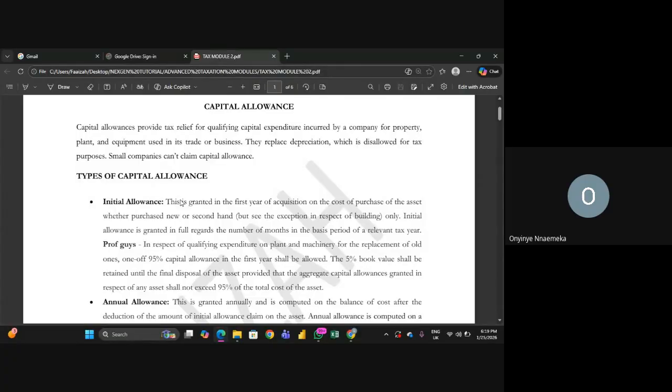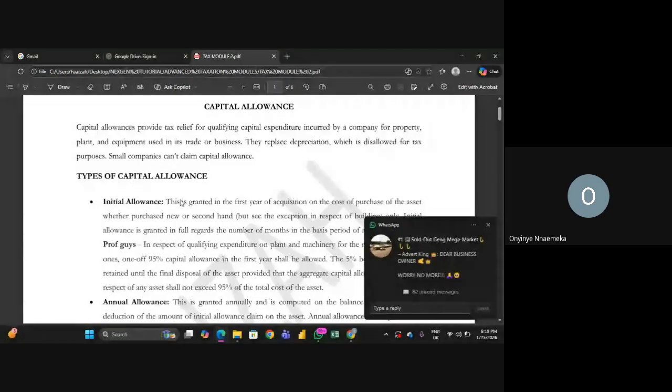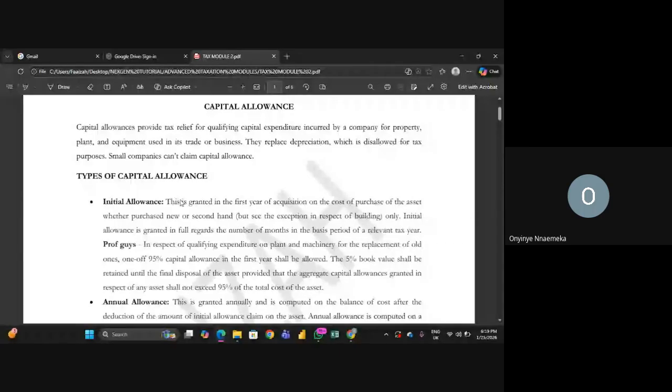You don't divide it because it's 9 months that is there, 9/12. No, you don't do that. Even if it's 4 months that is there, you give it the whole year. The initial allowance of the whole year is going to be attributed to that asset. You don't prorate initial allowance.